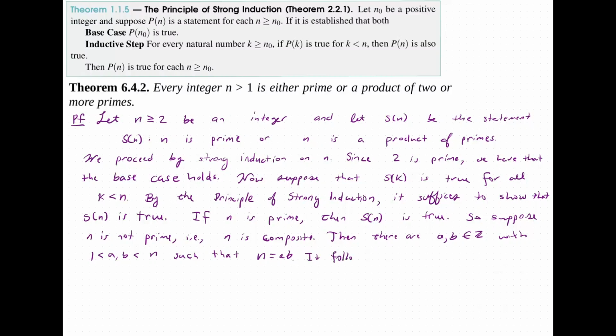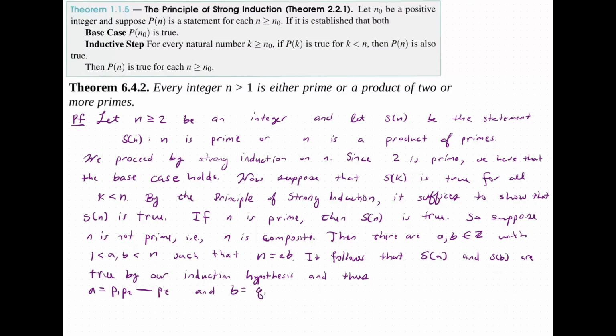And so it follows that S of a and S of b are true by our induction hypothesis. And thus, we have that a is equal to p1 times p2 all the way to some p sub t, and b is equal to q1 times q2 all the way to some q sub s, where each p sub j and q sub j is prime.